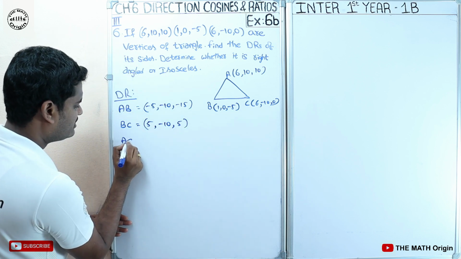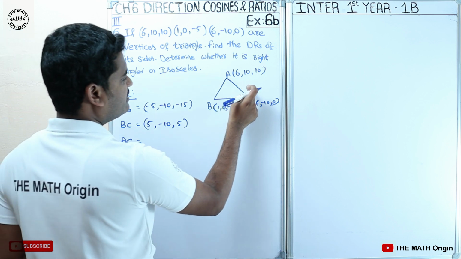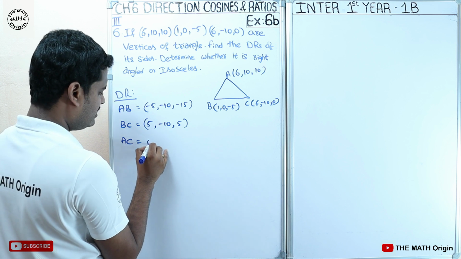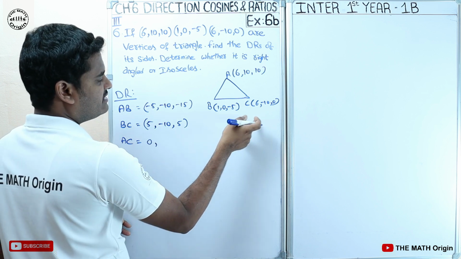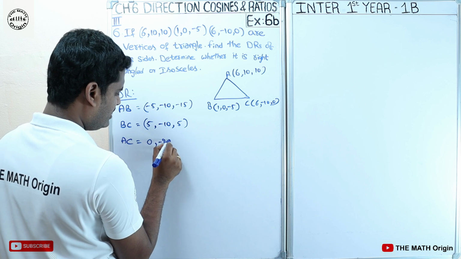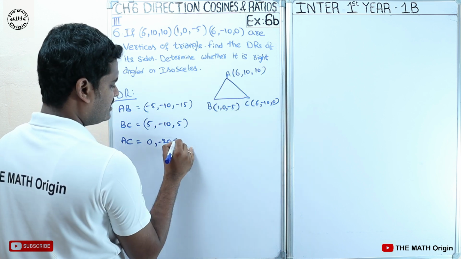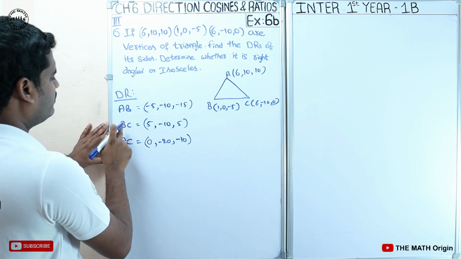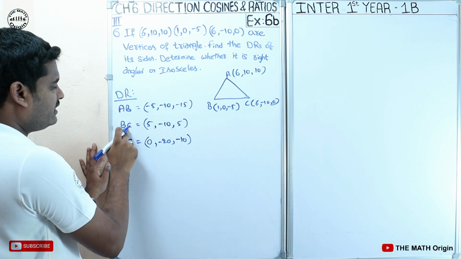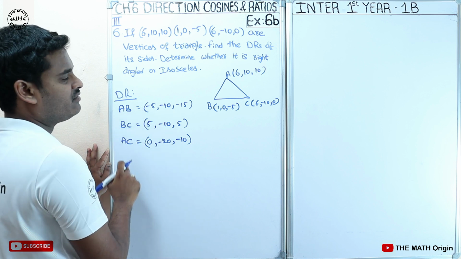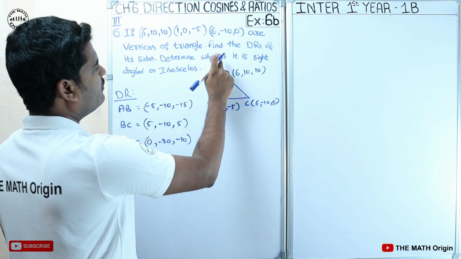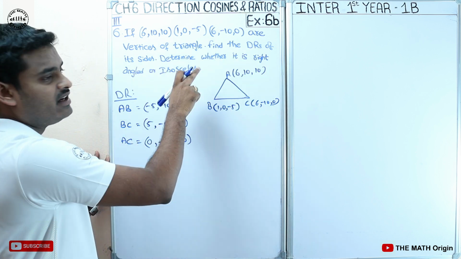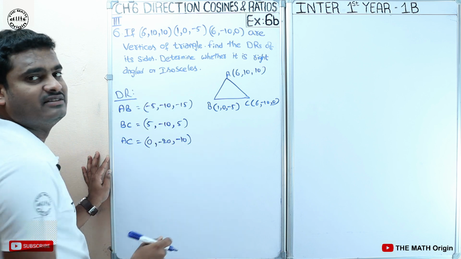Now check for AC. AC value is 6 minus 0, 0 minus 10 is minus 10, minus 10 minus 20, next 0 minus 10 is minus 10. Now we found the DRs of each line: DRs of AB, DRs of BC, DRs of AC. Now we have found the DRs of its sides.